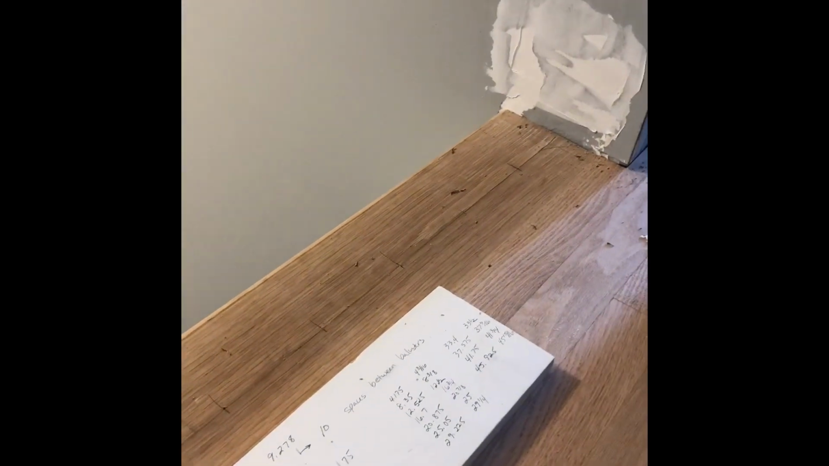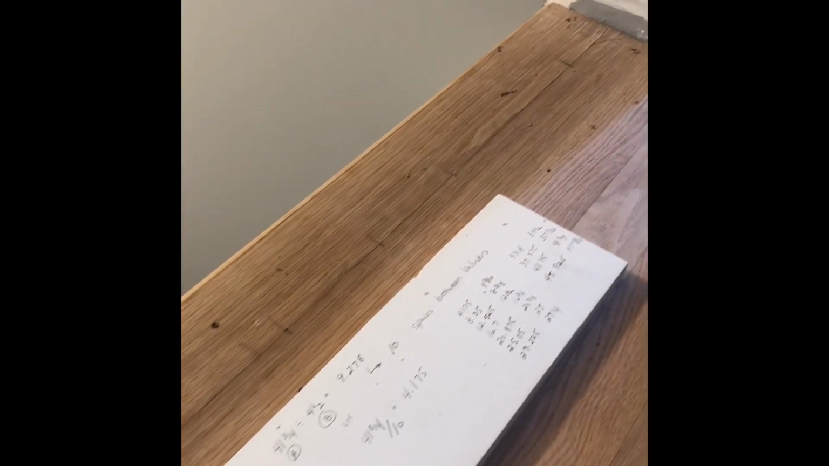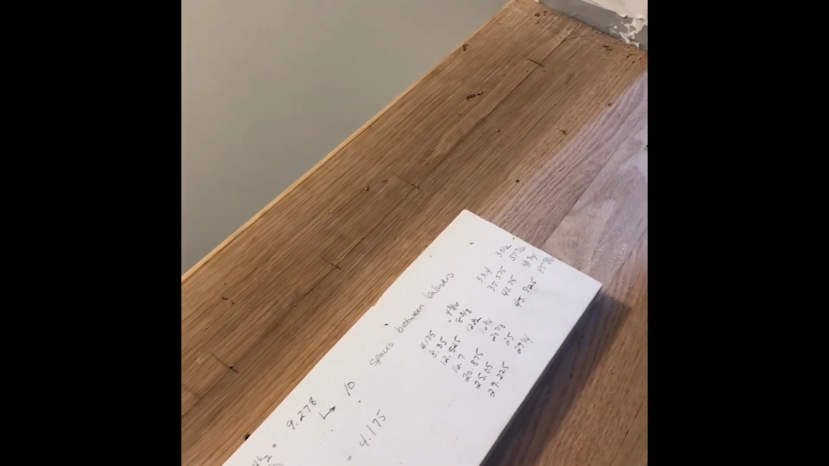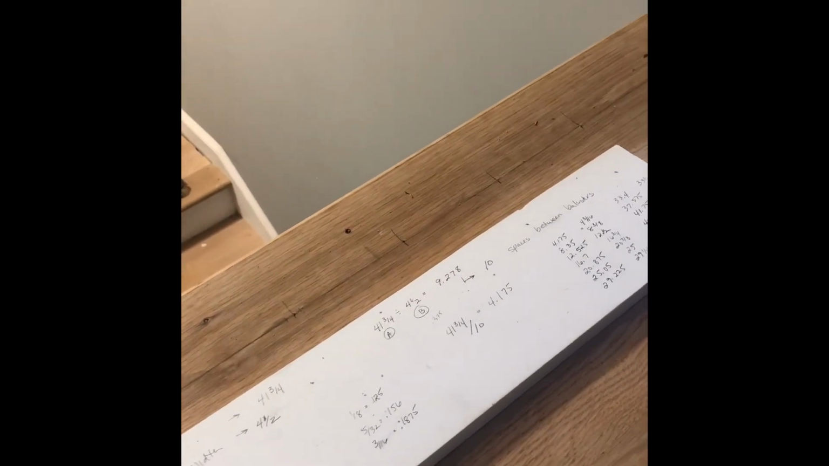So I just want to touch on how we lay off horizontal baluster layout. I'll put a screenshot of the formula we use on the next video. I got that from Fine Home Building magazine, so it's just a screenshot from the magazine, but it's been a great and valuable spacing layout.